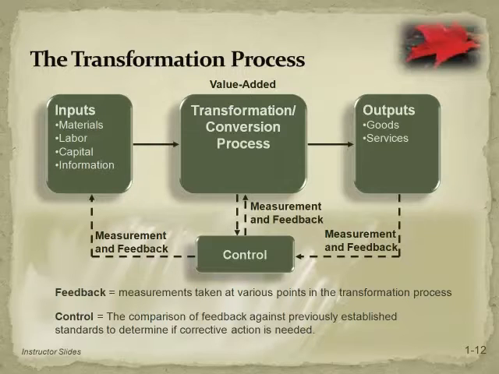So in order to measure that, we need to have certain measurements, certain feedback that we take at various points in the process. We can measure the inputs coming in to make sure the input materials are good. We can measure the output to make sure the output product is good. And we can also take some measurements as we are going through the transformation process. We need to compare that to whatever our standard is, and if it is not meeting our standard, then we need to identify what the cause of the deviation is and what can be done to bring it back within standard.